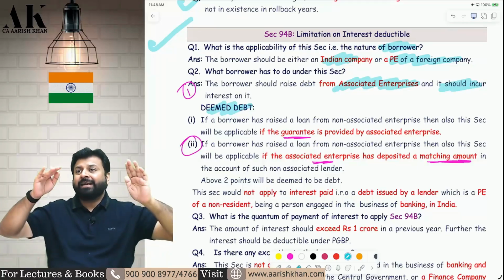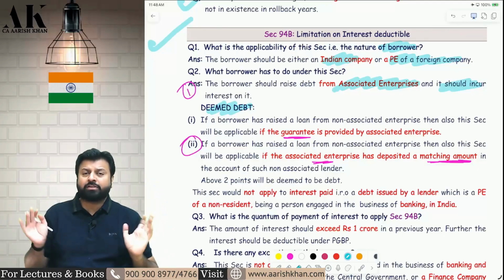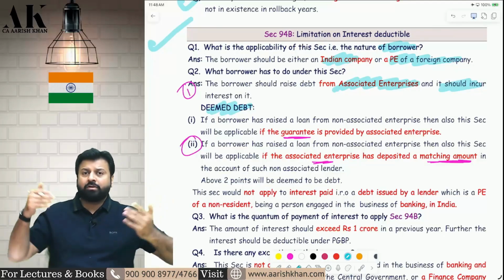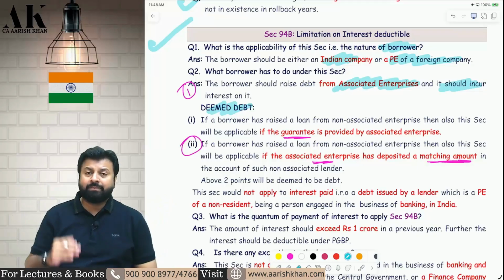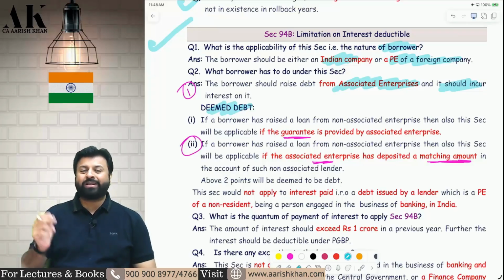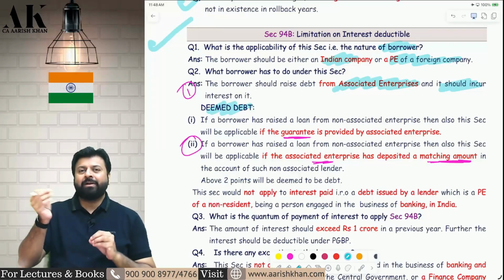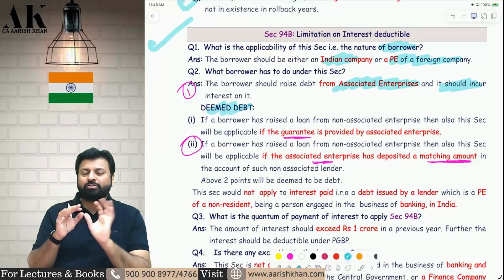Sometimes ICAI says that it is not matching, therefore limitation of interest will not apply because 10 crore and 5 crore are not matching. Sometimes ICAI says no, it is partially matching. Given 10 crore, taken 5 crore, 5 crore is matching. So you should apply transfer pricing provision 94B on this also. The second opinion is more correct. The reason: otherwise everybody will give marginally less or more so that it should not match.